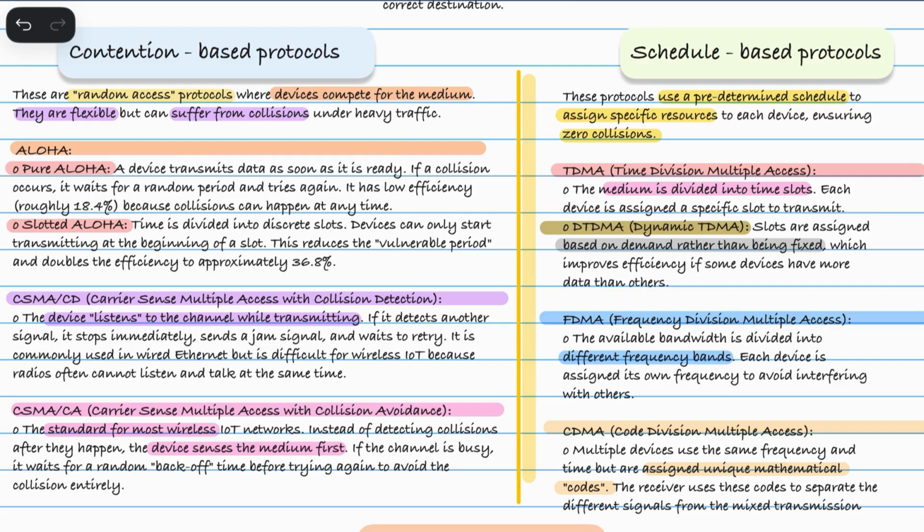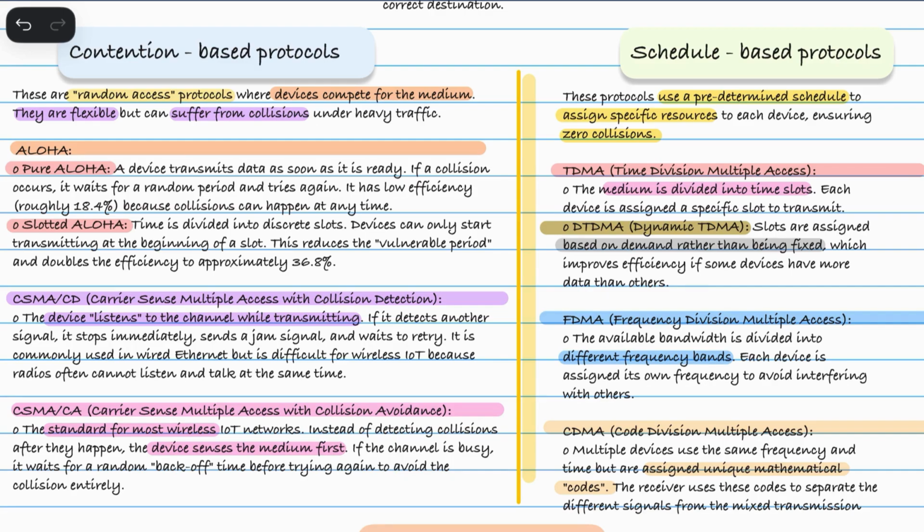So they talk at the exact same time without interfering with one another. So we are just splitting frequency over here, right? And the next type of schedule based protocol is CDMA, which stands for code division multiple access. This is the most mathematically sophisticated method.